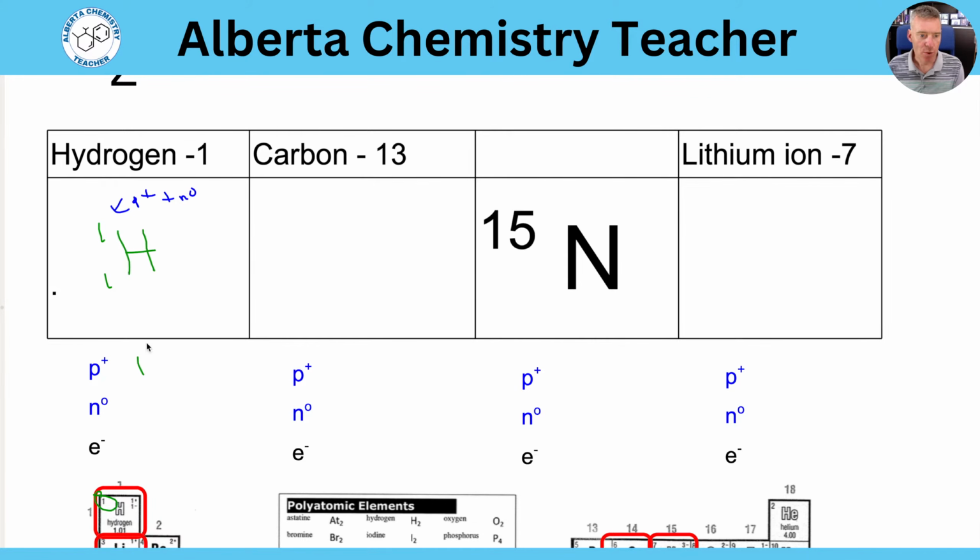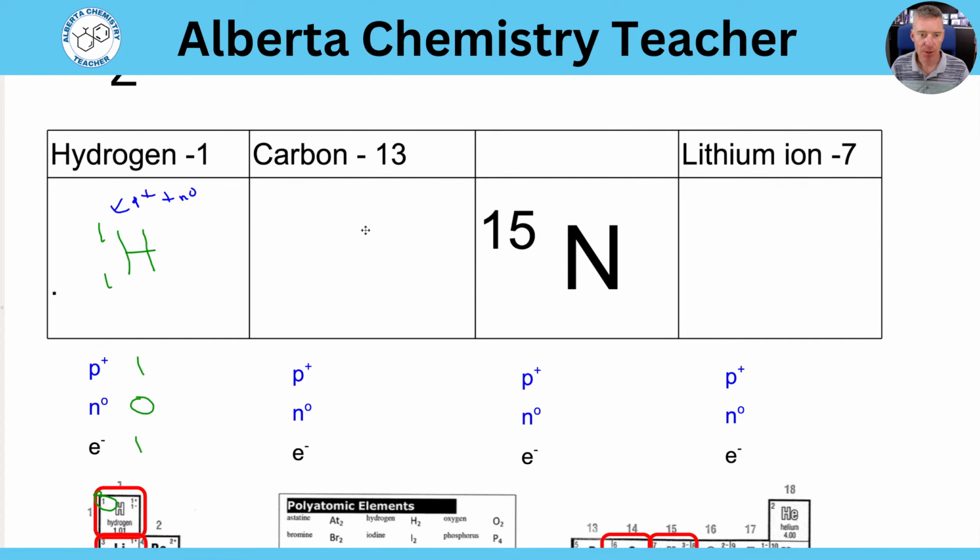To get the neutrons, it's the difference between these two. The total mass is 1, and there's 1 proton. Well, the 1 proton is all you need. You don't need any neutrons. The difference between those two is 0, so there's no neutrons. This is a neutral atom, so the proton count, which is 1, has to be balanced by the electron count. So hydrogen only has 2 subatomic particles with no neutrons.